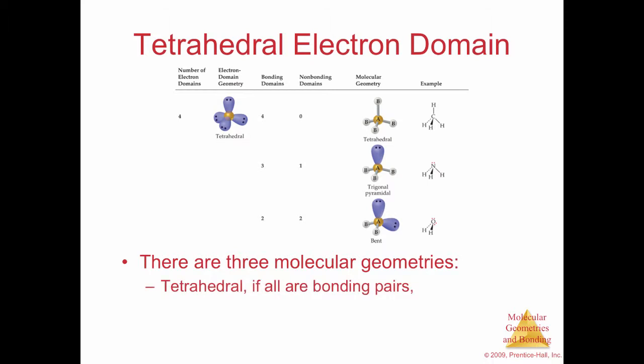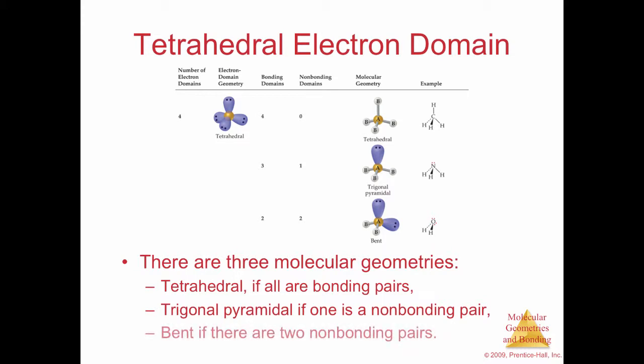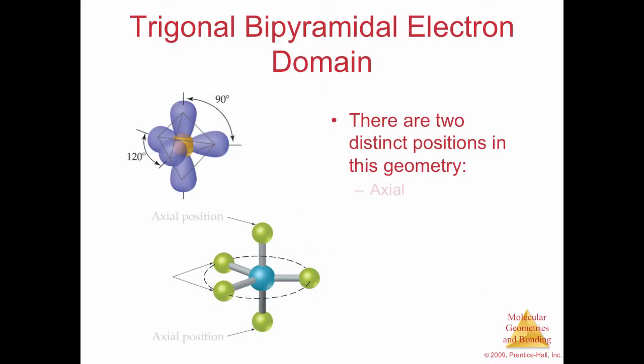Tetrahedral electron domain. There are three molecular geometries. Tetrahedral if all are bonding pairs, trigonal pyramidal if one is a non-bonding pair, and bent if there are two non-bonding pairs. Trigonal bipyramidal electron domain. There are two distinct positions in this geometry. They are axial and equatorial.